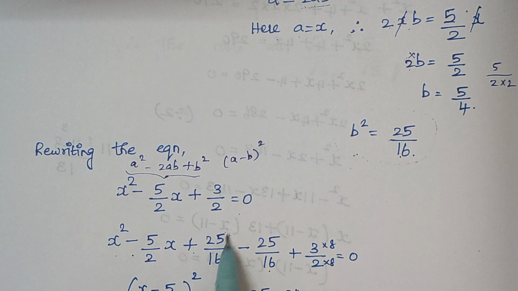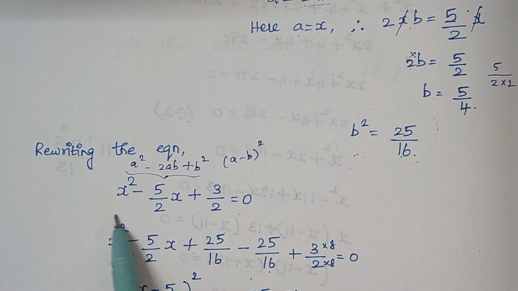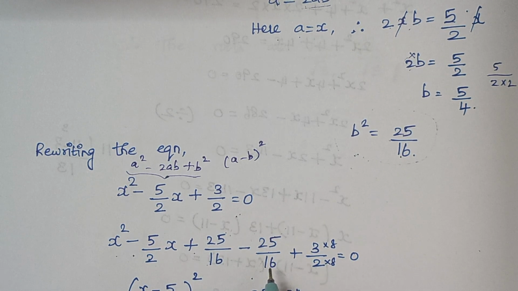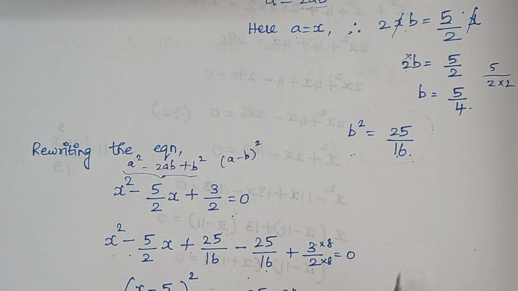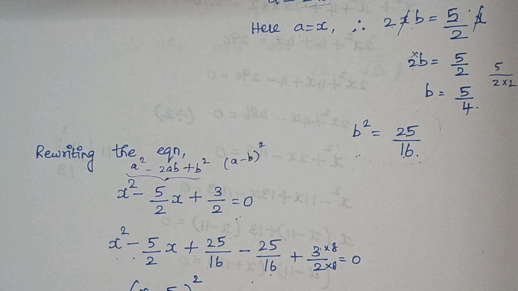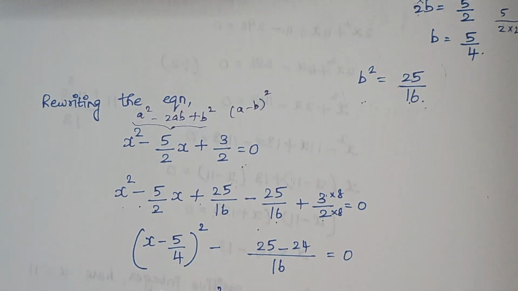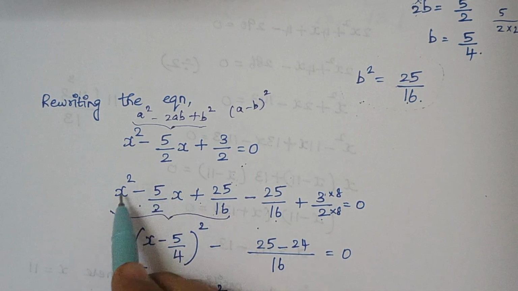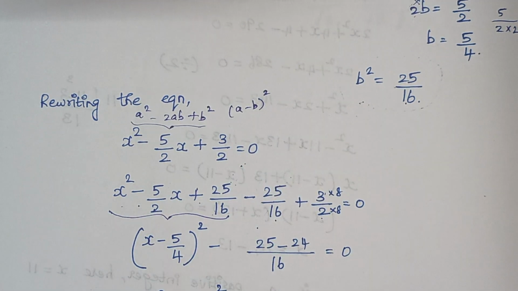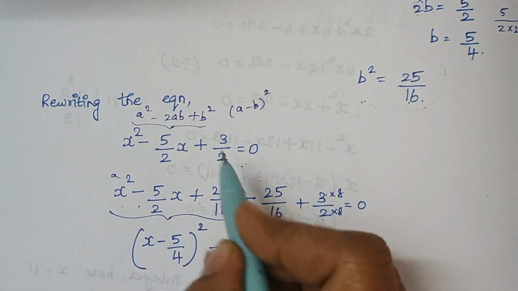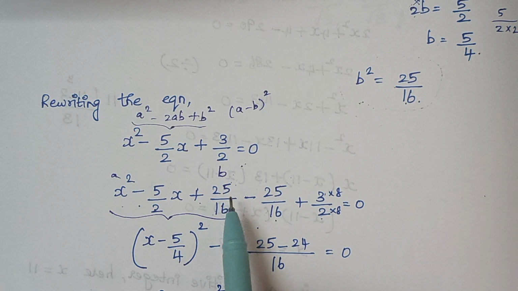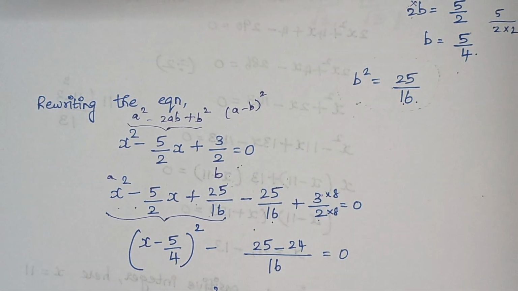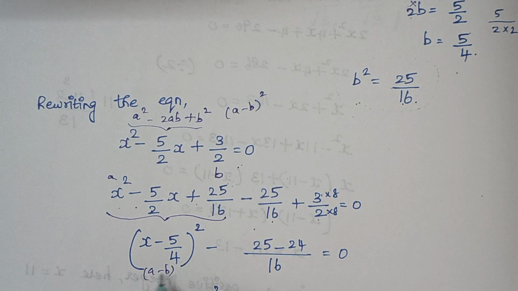So you see these two terms will cancel, and we will have the same original equation. So I am adding plus b square, and similarly I am including minus b square plus this constant term 3 by 2 equal to 0. Am I making it clear? This is very important. Now I am combining these three terms and writing them in the format of a minus b whole square. In the place of a I am having x, and in the place of b, this is not b, this is b square. So what is b? B is 5 by 4. So here I am writing in the format of a minus b the whole square.